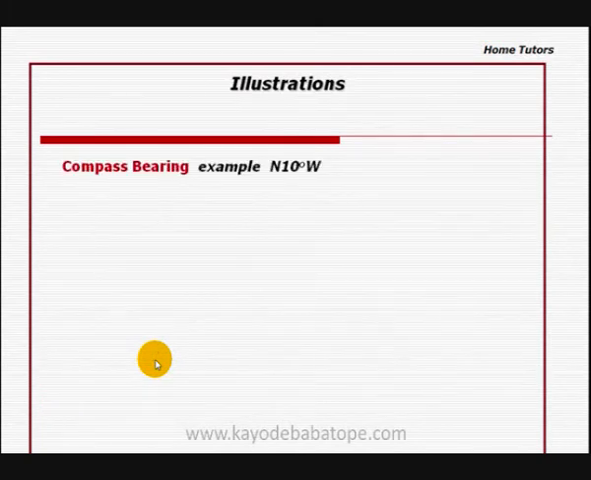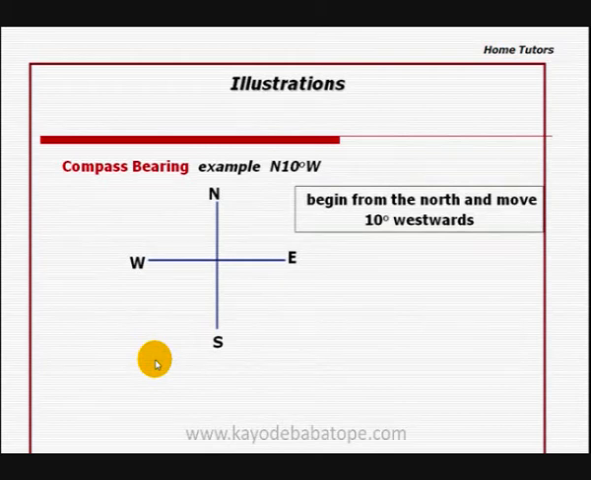Further illustrations. Consider a compass bearing of north 10 degrees west. This means beginning from the north, move 10 degrees to the west. This is a compass bearing.